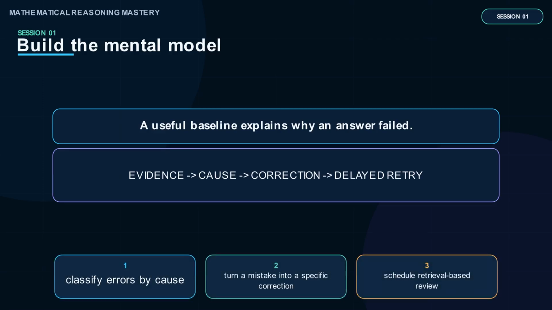The first goal is to classify errors by cause. Connect it to the second goal. Turn a mistake into a specific correction. Correct calculation begins with correct interpretation. When the surface details change, search for the same relationship underneath. Transfer means choosing the structure from evidence rather than waiting for a familiar-looking example.